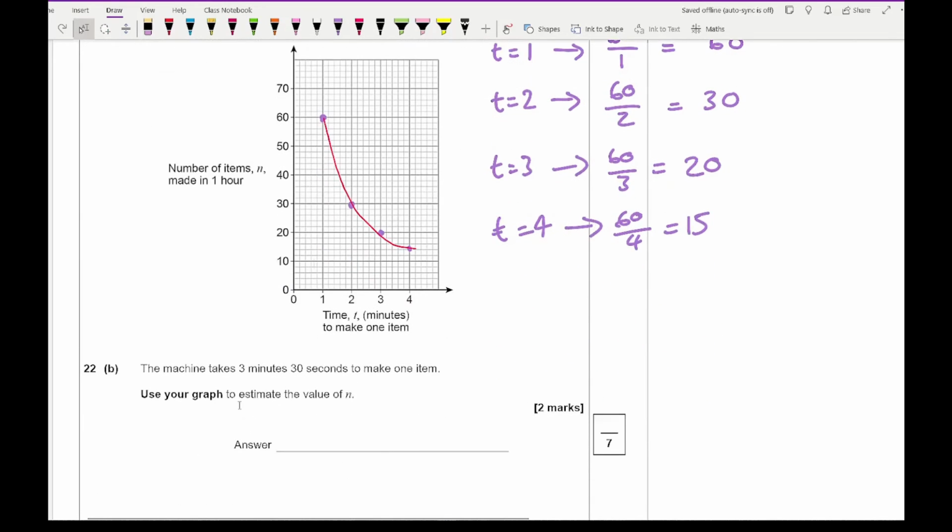Then for B, it says the machine takes 3 minutes 30 seconds to make one item. Use the graph to estimate the value of n. Well, 3.5 is here. So if I just go up to 3.5, and as soon as it hits the graph, I then want to project across. Whatever number this is, that is the number you want to write down. So regardless of how you've joined it up, I'm going to assume it's roughly around 15, but I would accept any answer between 14 and maybe 17 potentially.